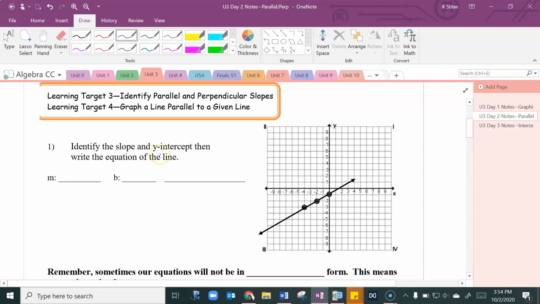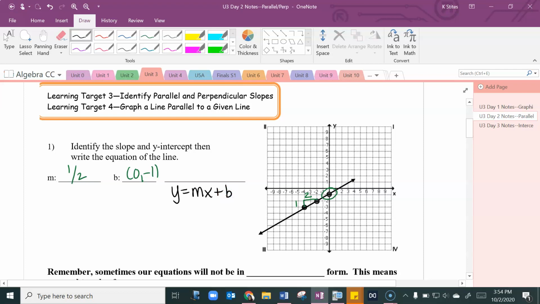We're going to identify the slope and the y-intercept, and then write the equation of the line. So our slope, we are going up and right, up 1, right 2. That means our slope is 1/2. That's what m stands for. b is our starting point, or our y-intercept. That's our (0, -1). And again, slope-intercept form is y equals mx plus b.